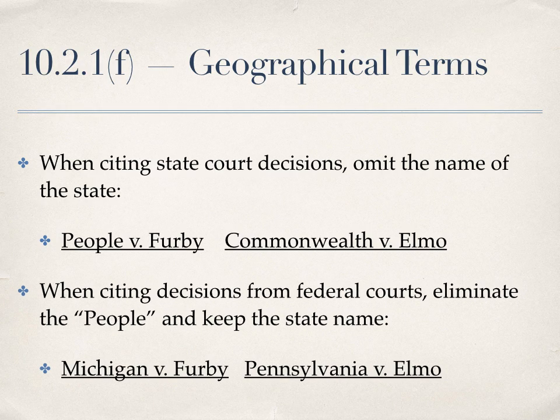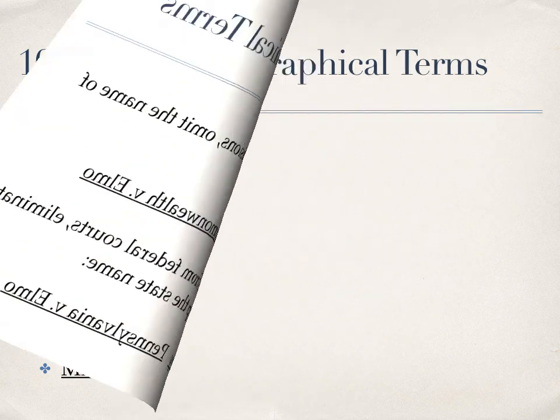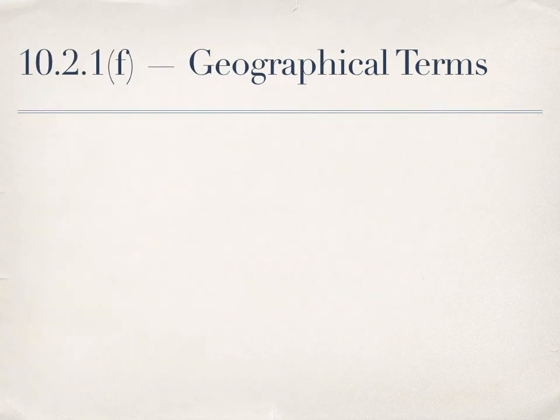But when a case of this sort is from federal court, you should eliminate the term like people or commonwealth and retain just the name of the state, as you can see here. You get to omit phrases like city of and similar expressions unless the expression begins the case name.